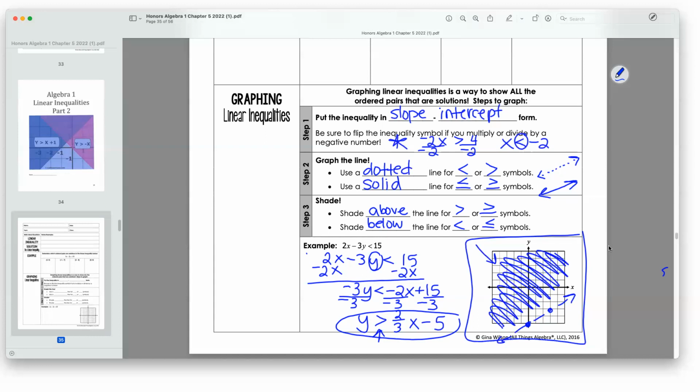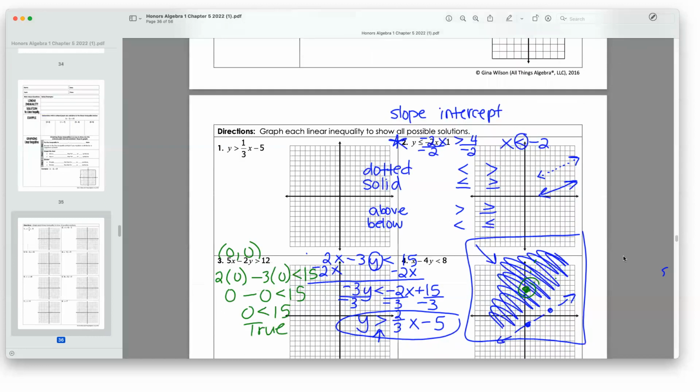For example, let me just point out one. Let's use this one right here, 0, 0. If I use 0, 0, and I replace a 0 for x and a 0 for y, I'm going to get a true statement. 0 minus 0 is less than 15. Yeah, that's true, because 0 is less than 15. All of the points in this region are solutions to the inequality. So that's how you graph them, which is basically how you solve them.